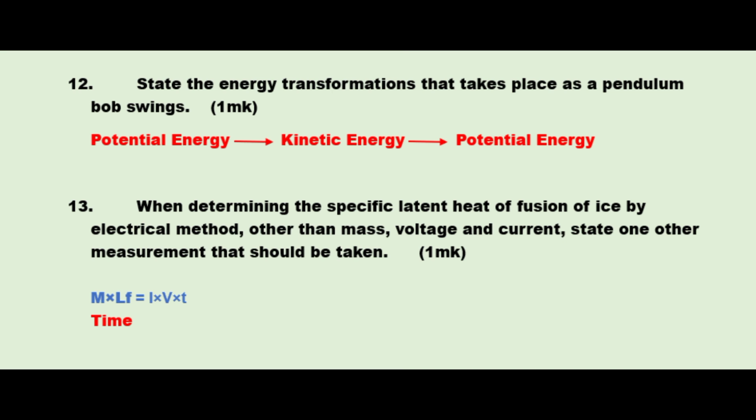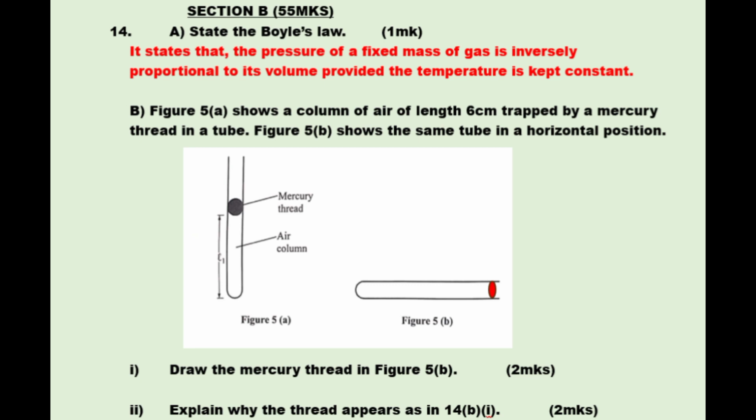So let's go now to section B, 55 marks. Let's start with the first question, 14A. State Boyle's law. It states that the pressure of a fixed mass of a gas is inversely proportional to its volume, provided that temperature is kept constant.